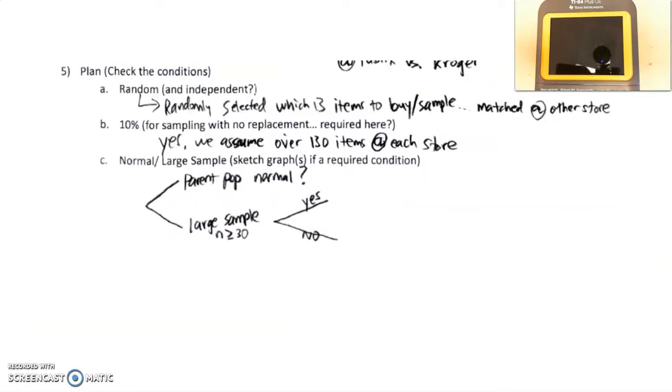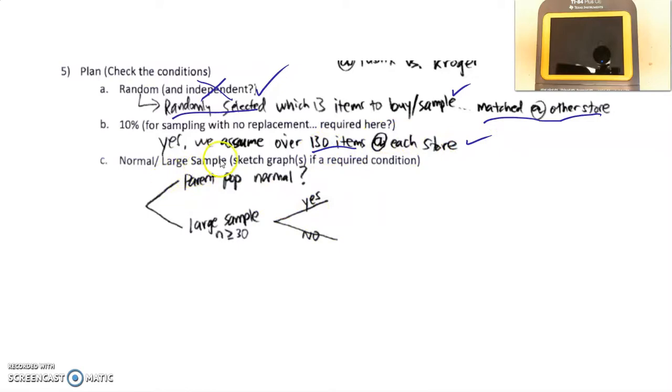Moving on to plan, checking conditions. Randomly selected which 13 items to buy and sample from one of the stores, but we specifically matched at the other store. So it did have the random selection, and that's good. They were not independent, and that's because it's a matched pair. 10%, yeah, we assume over 130 items at each store, and that was certainly a fair assumption.